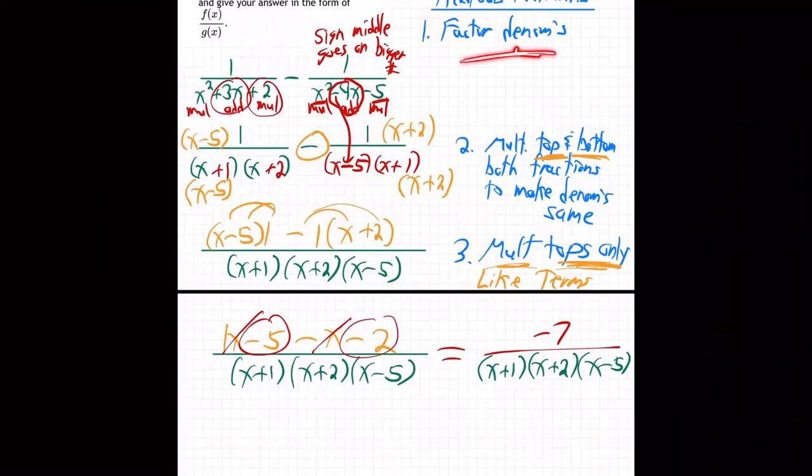So step number 1, factor denominators with the multiply, add, multiply. Step number 2 is the most tricky step, and that is to multiply top and bottom by whatever it takes. See how I gave x minus 5 top and bottom and x plus 2 top and bottom to make them have the same 3 pieces. You've got to make the 2 denominators have the same 3 pieces. And then multiply the tops only, not the bottom. We're done with the bottom. Gather like terms in the top, and we're done.